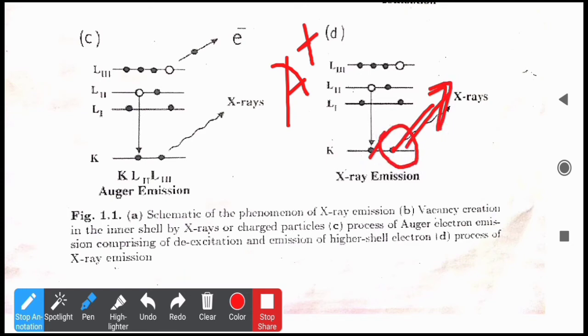This vacancy is fulfilled by the outer electrons. When an outer electron occupies the vacancy, it must lose a specified amount of energy, because this is a higher energy level and that is a lower energy level. So, in order to gain stability, the higher energy electron moves into the lower energy orbital.